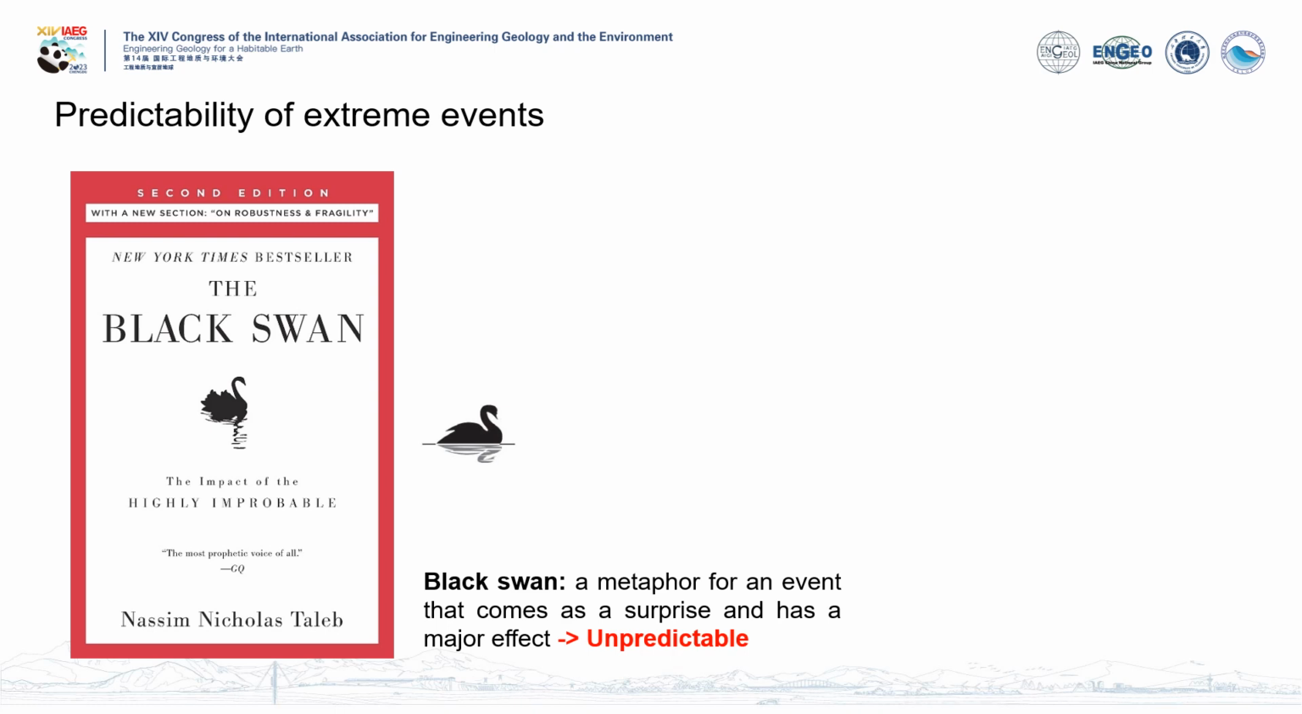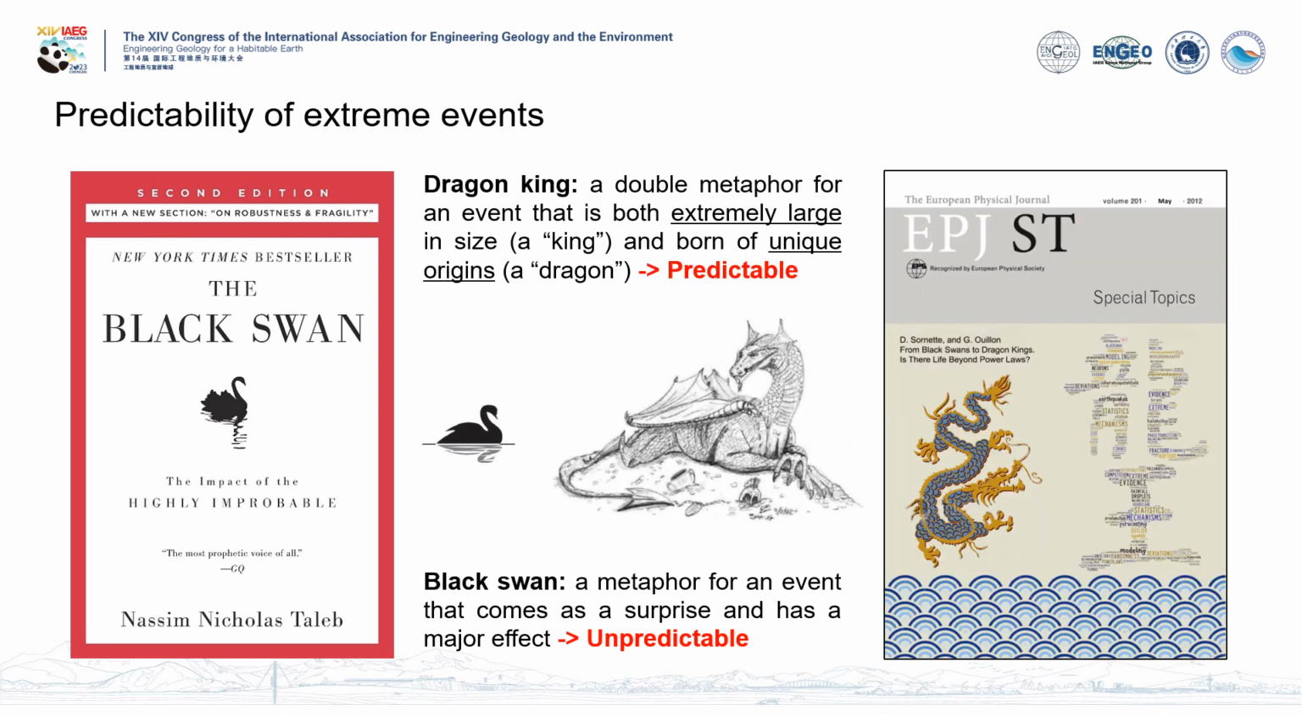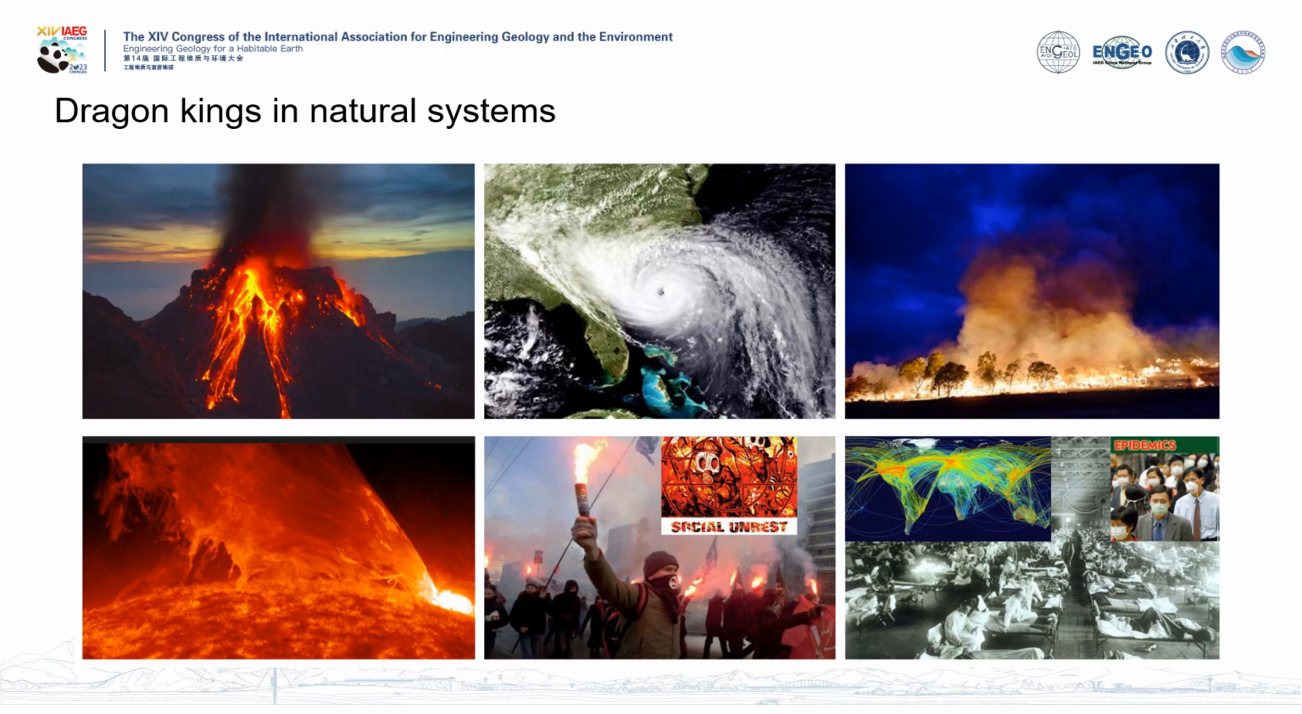When we talk about the prediction of extreme events like catastrophic landslides, I have to introduce two popular but contradictory concepts. The first is black swan, which is a metaphor for an event that comes as a surprise and has a major impact, but is unpredictable. The other is dragon king, a double metaphor for an event that is both extremely large in size and born of unique origin. Dragon kings exhibit different properties compared to their siblings and are potentially predictable. Many extreme events in natural systems have been found to be dragon kings, ranging from volcanic eruptions and hurricanes to social unrest and epidemics.